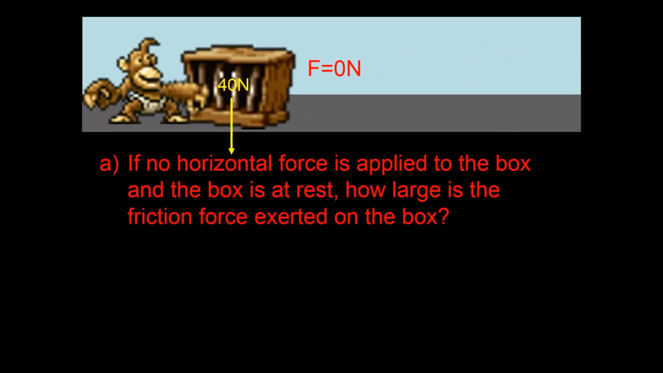So part A. If no horizontal force is applied to the box and the box is at rest, how large is the frictional force exerted on the box? So right now the monkey's not too bothered about the box. Perhaps he's not hungry, perhaps he's looking in the other direction. But whatever his motivations, he's not applying a horizontal force. So what's the force of friction on the box if no applied force is given? So F, essentially the driving force, is 0.